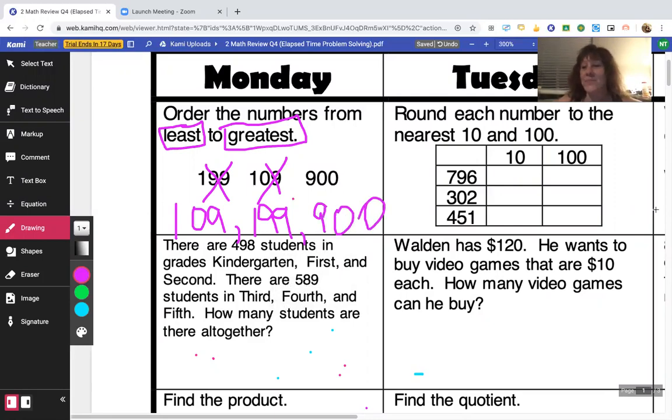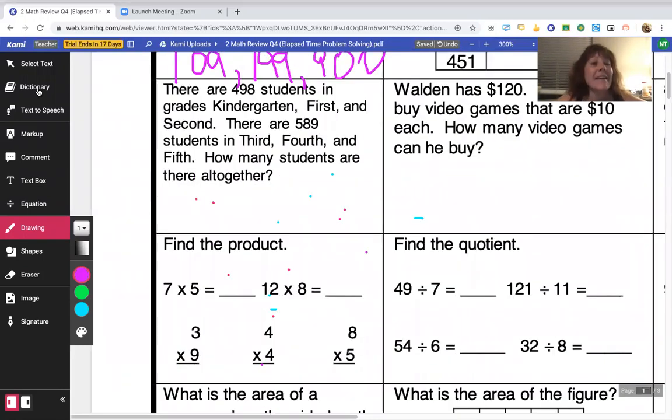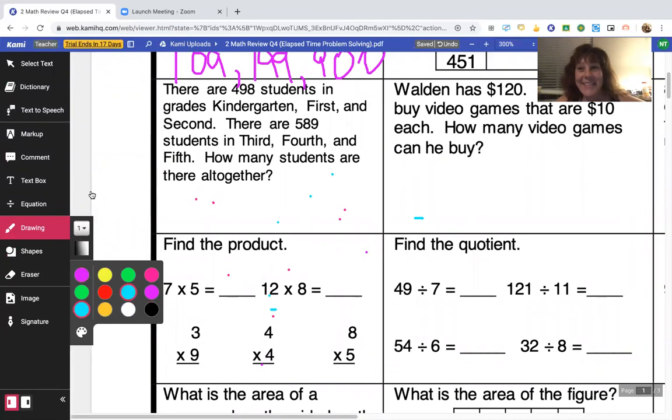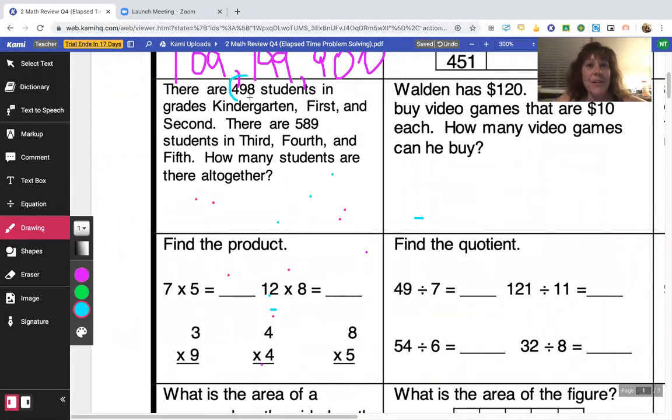Sloppy, sloppy, sloppy. All right, next one. I'm going to use cubes because this is a story problem. There are 498 students in grades kindergarten, first, and second. There are 589 students in third, fourth, and fifth. How many students are there altogether? I'm going to underline the question and box in keywords. I see altogether. So that tells me I'm going to put the groups together. I'm going to make my number bigger, so I know it's going to be either multiplication or addition. It looks like it's just one group and another group, so I'm just going to add those together.